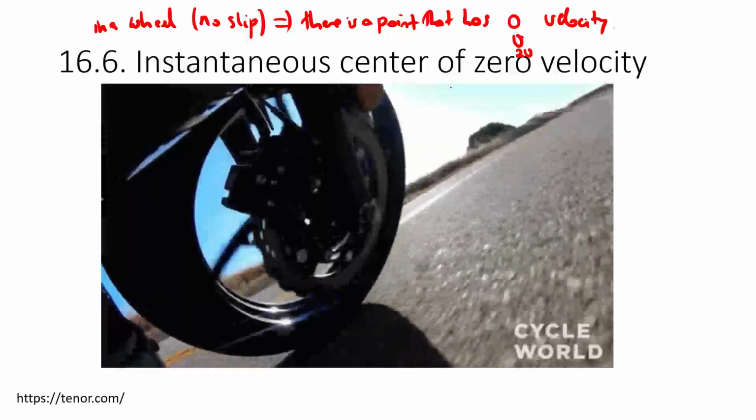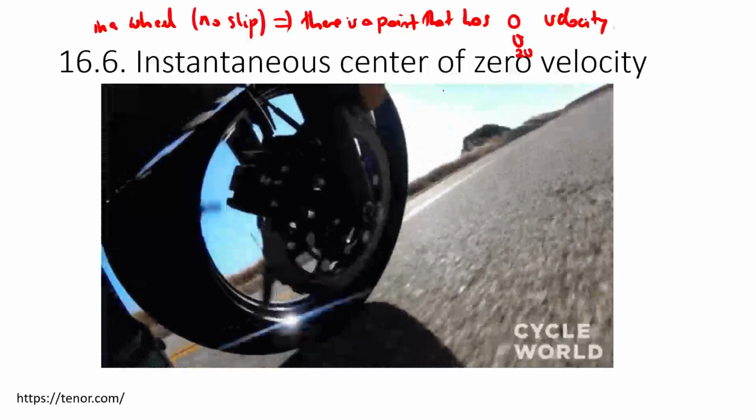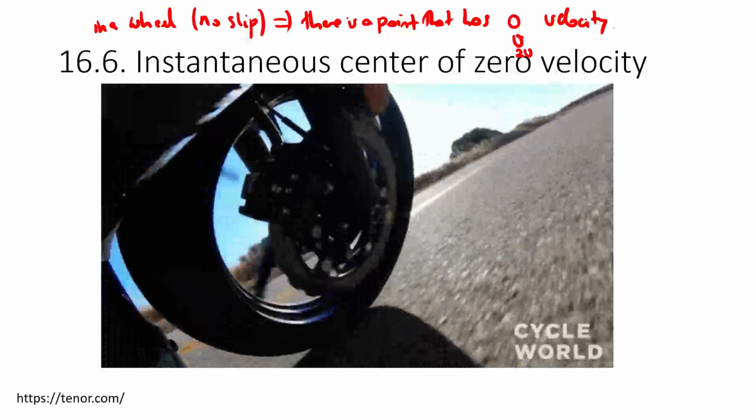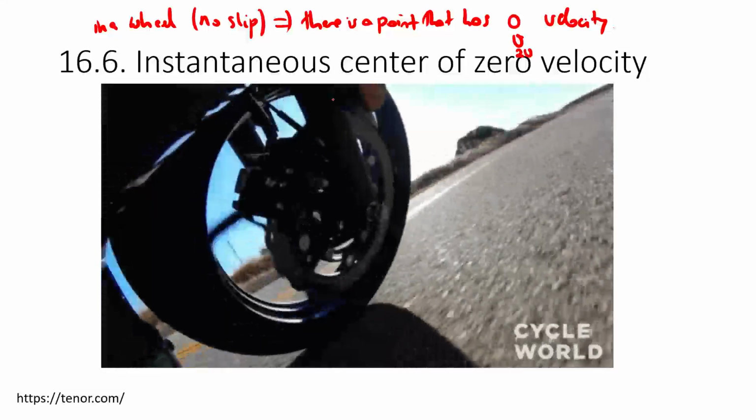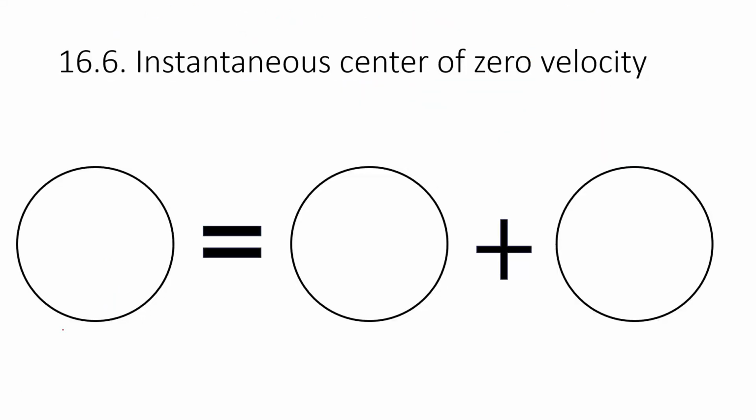Let's first analyze this motion, and then we will talk about what the instantaneous center of zero velocity is. This is the general motion of a wheel. It rotates as well as moves forward. The wheel rolls with no slip. For this wheel, we can consider the pure translation, and then we can look at the pure rotation.